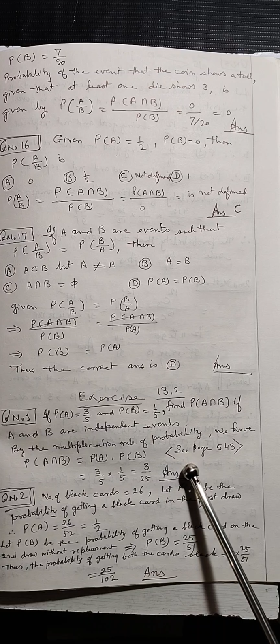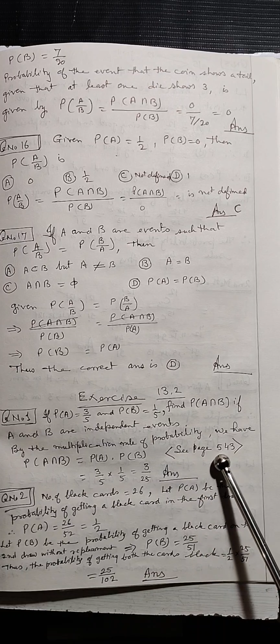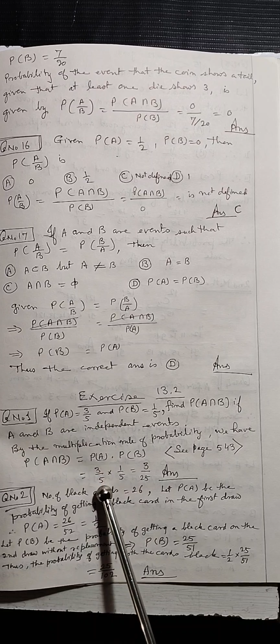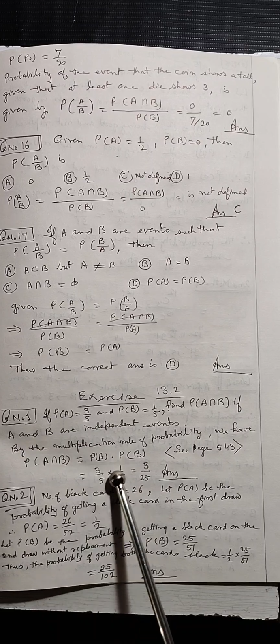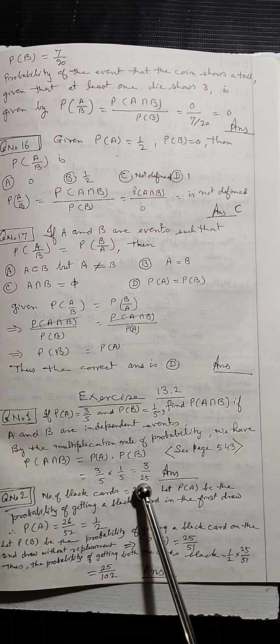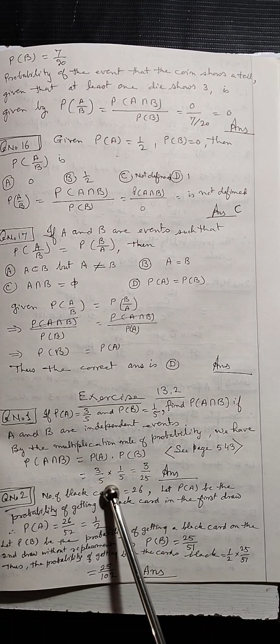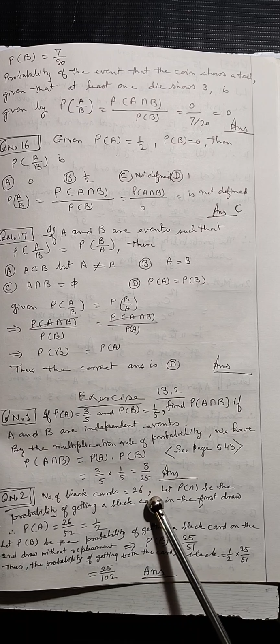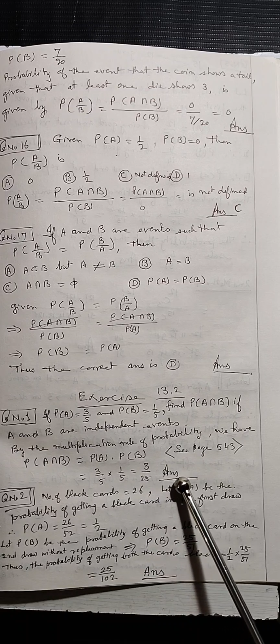See the page number, देखिए 543 of your textbook. You will get this formula. So just to put the formula here, write down the probability of A into probability of B. That will be equal to 3 by 5 into 1 by 5, and it will be equal to 3 by 25. And this is the required answer of question number 1.